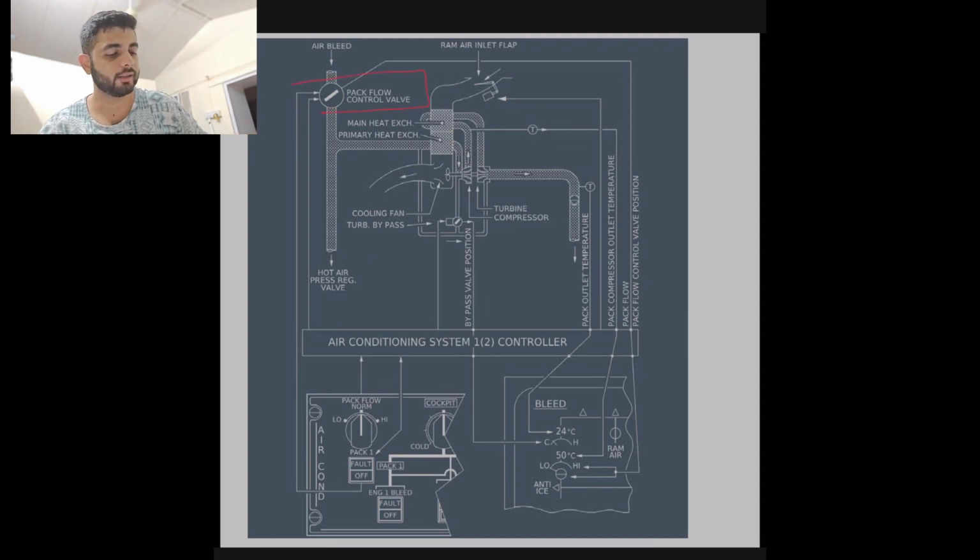Here you have a pack control flow valve. This pack control valve is that upstream I talked about, the air that is coming from your bleed, from your HP ground connection, from your engine bleed, APU bleed, those sources. That air comes in. That air must go through a primary heat exchanger. It is an air to air heat exchanger.